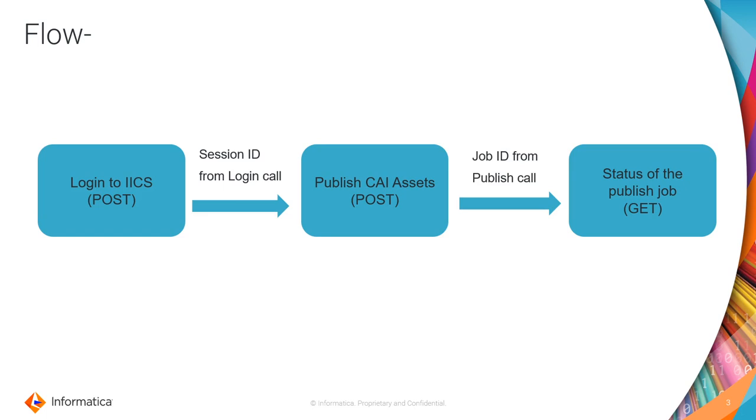And to check if the publish is successful or not, you can use a get API by just using a job ID that you get from the response of the previous post call, which is the publish call. We'll quickly move into the demo from Postman on how to publish and unpublish CAI assets.